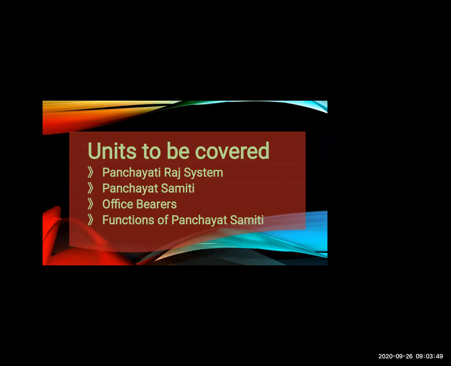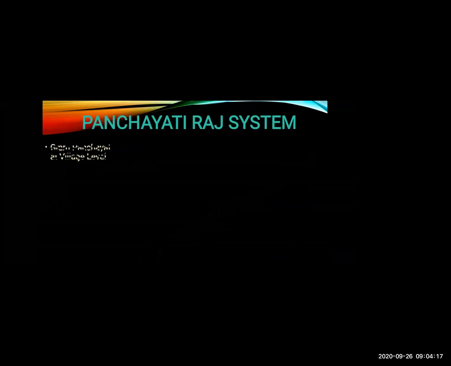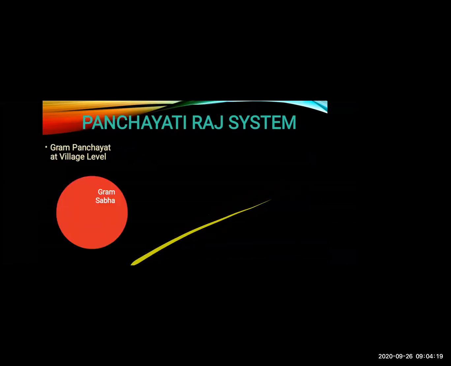First, I would like to tell you that in our Indian government, there are three levels of government, right? Central, state, local government. Now, local government is again divided into two parts, that is urban and rural. So, we are going to study about the Panchayati Raj system, which covers the rural areas. Now, what is the Panchayati Raj system?